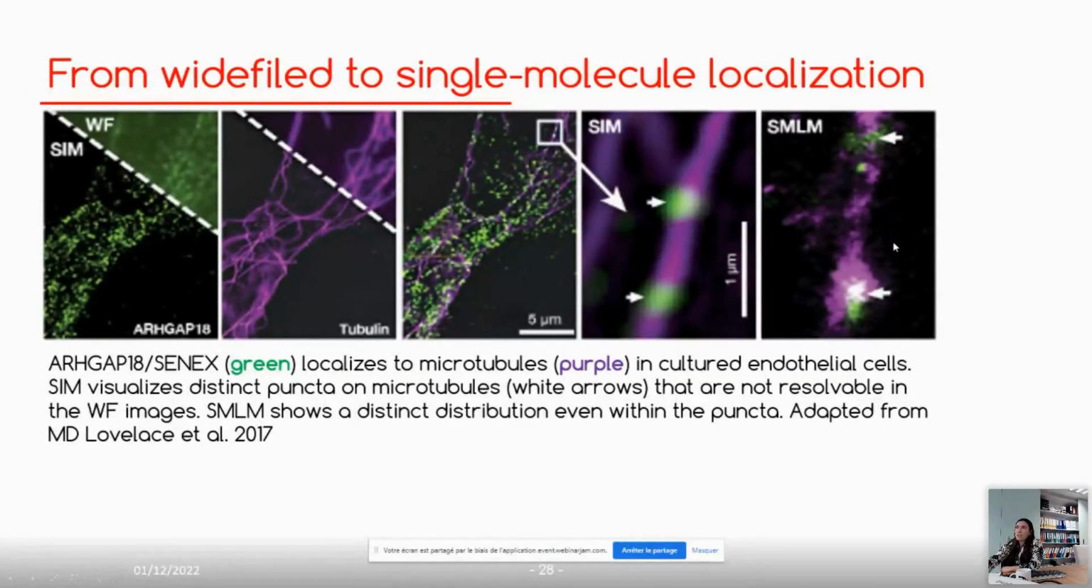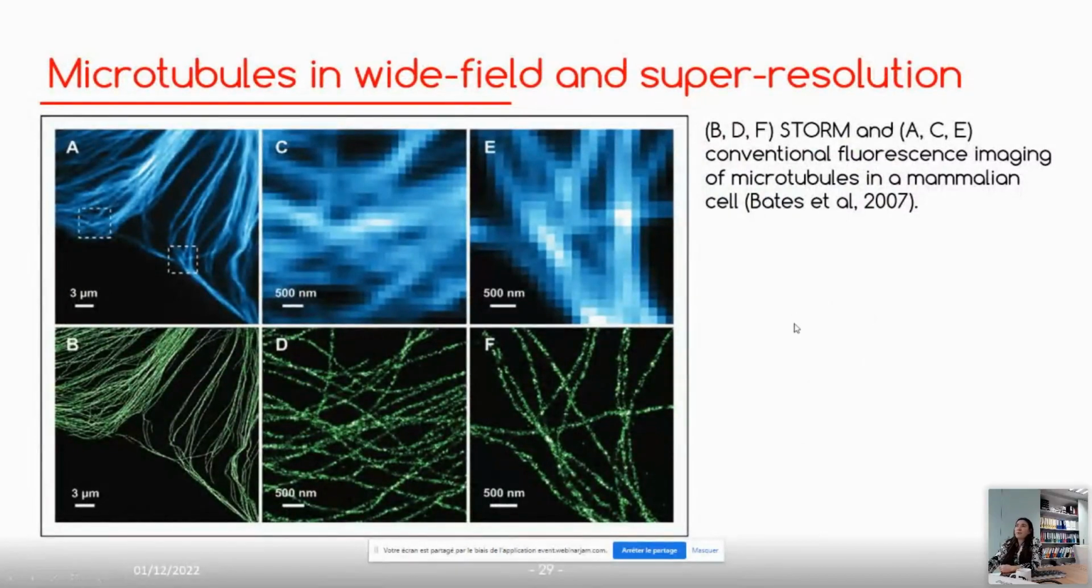On the SIM image, they were able to see that the green protein did appear to locate on the microtubule, but some blurring indicated that there might be structures beneath the limit of what SIM could give. Here, in fact, we can appreciate these punctate structures localizing around the microtubule and also having unique shapes that we're not able to characterize as finely with SIM. And here, once again, we're seeing individual microtubules.